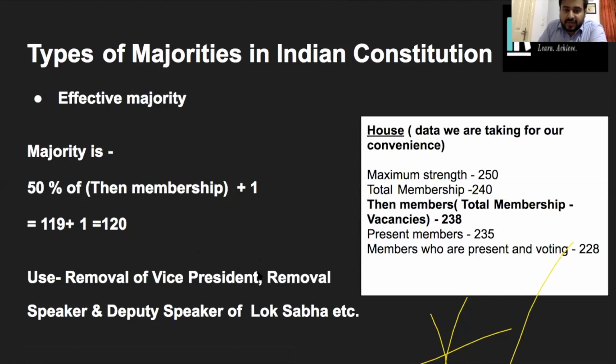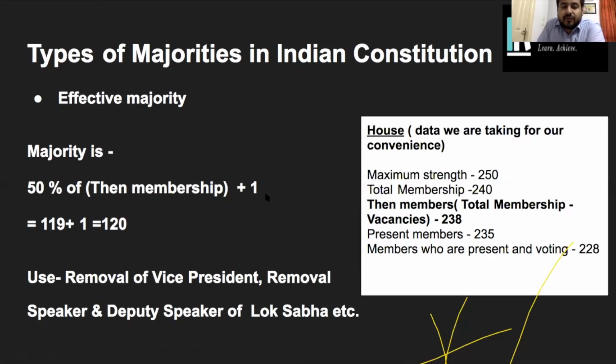It is used in the removal of vice president. Vice president of India is removed if the resolution is passed by the Rajya Sabha through effective majority and Lok Sabha simple majority. So removal of vice president in Rajya Sabha, removal of speaker of Lok Sabha and deputy speaker of Lok Sabha. At the same time, removal of the deputy chairman of Rajya Sabha is also through the effective majority. So I am repeating again, 50% of the then membership will be there.